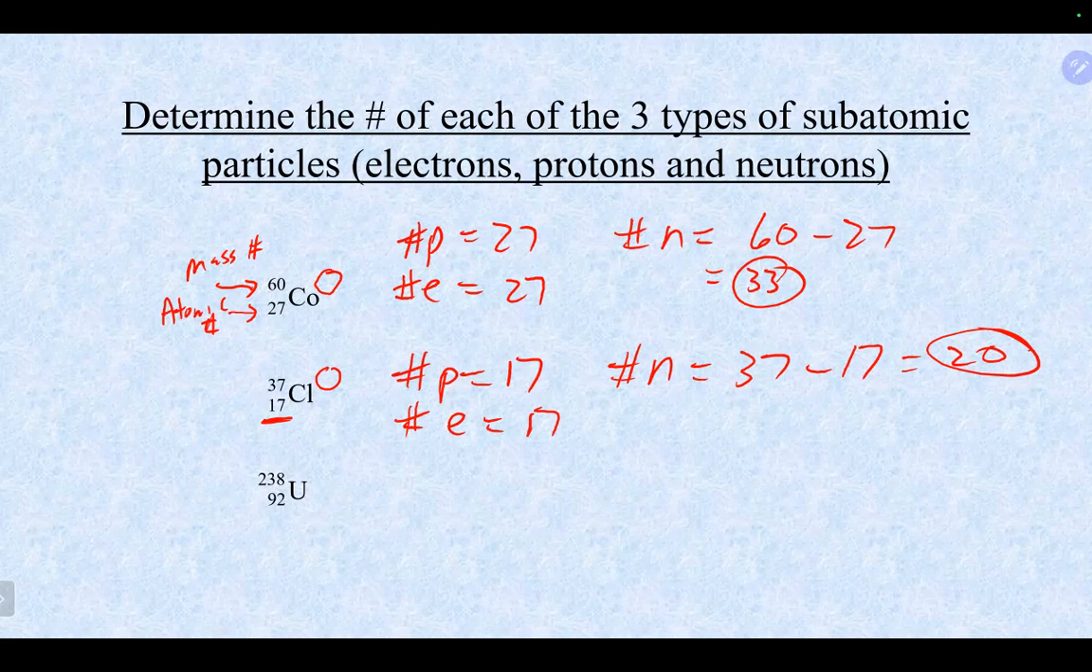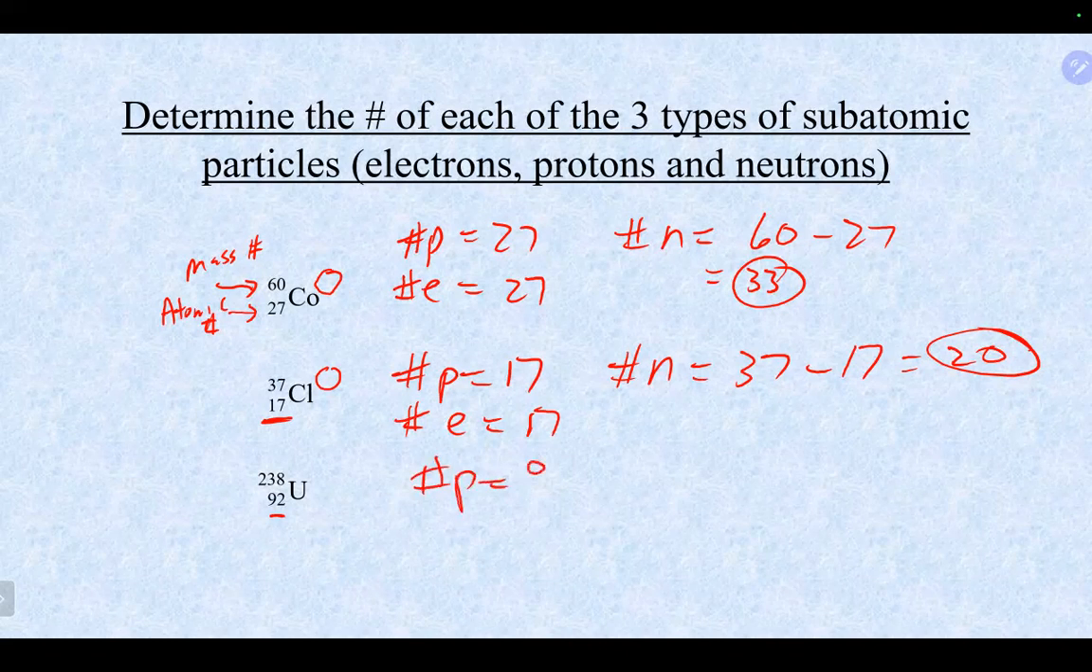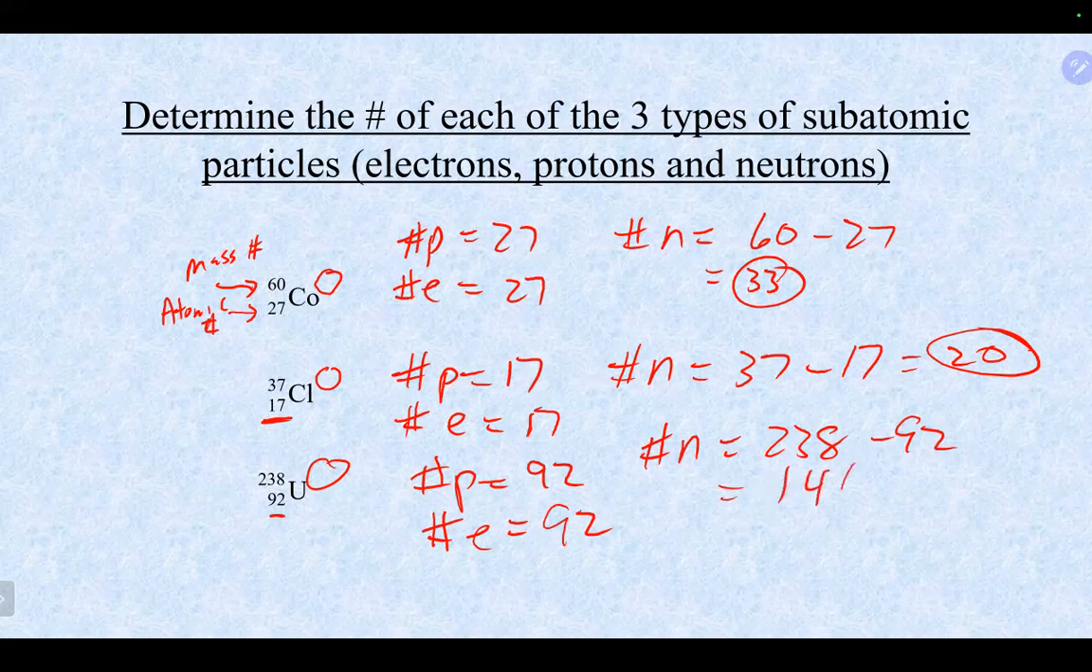And lastly, on the bottom there is uranium. Once again, starting with the atomic number, which is 92. That tells us the number of protons. We see again no charge, so once again, easy to figure out, matching number of electrons. And then for our neutrons, we'll take our mass number, which is 238, minus 92, which gives you 146, I think, in terms of the number of neutrons.